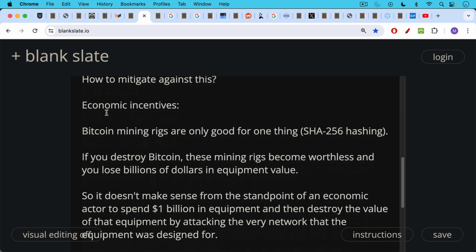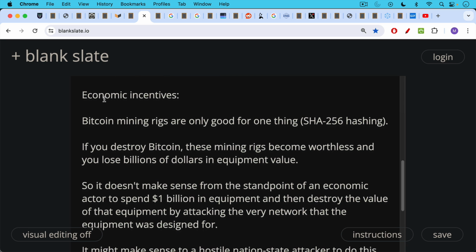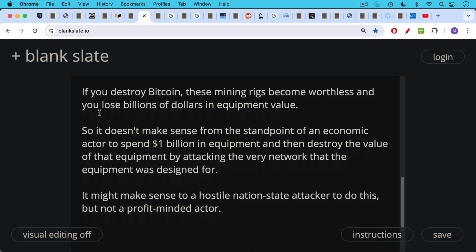You have to sell them for their scrap value, and you lose billions of dollars in equipment value. So it doesn't make sense from the standpoint of an economic actor, a profit-minded actor, to spend $1 billion in equipment, hosting equipment, warehouses, Bitcoin mining rigs, and then destroy the value of that equipment by attacking the very network that the equipment, the ASICs, were designed for. This is part of the genius of Satoshi's design, that the Bitcoin miners earn money but are dependent on the network for that money retaining its value.